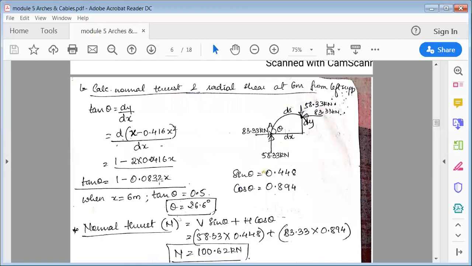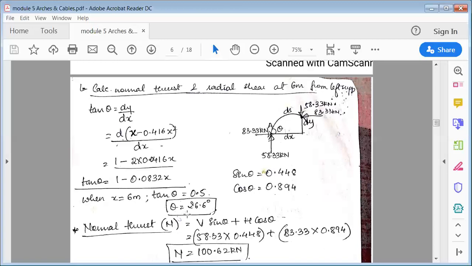Now this x is nothing but the distance at which you have to find the normal thrust and radial shear. Now see here, they have asked us to find the normal thrust and radial shear at a distance of 6 meter. So x is equal to 6 meter. So at x equal to 6 meter, tan theta would be, put it in this equation, instead of x put 6. So you'll get the angle here. So theta is tan inverse of 0.5, which is 26.6 degree.